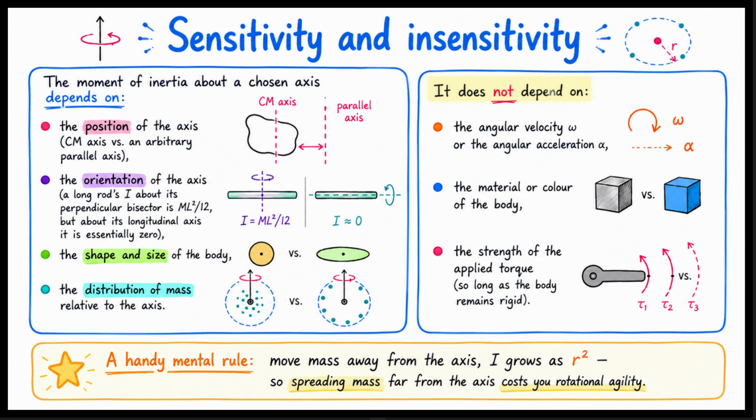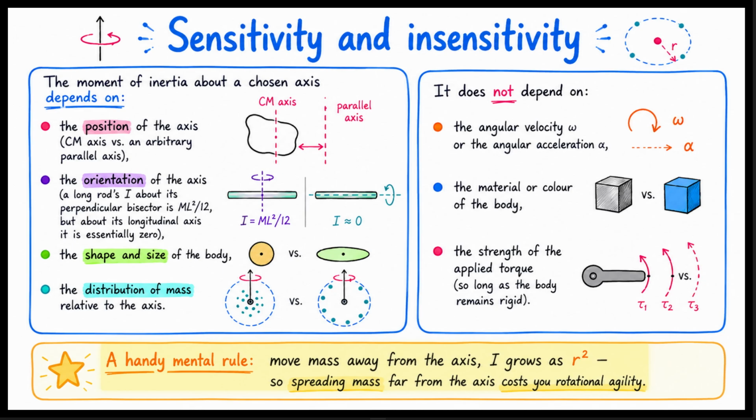It does not depend on the angular velocity omega or the angular acceleration alpha. It does not depend on the material or color of the body. And it does not depend on the strength of the applied torque, so long as the body remains rigid. Here is a handy mental rule. Move mass away from the axis and I grows as r squared, so spreading mass far from the axis costs you rotational agility.